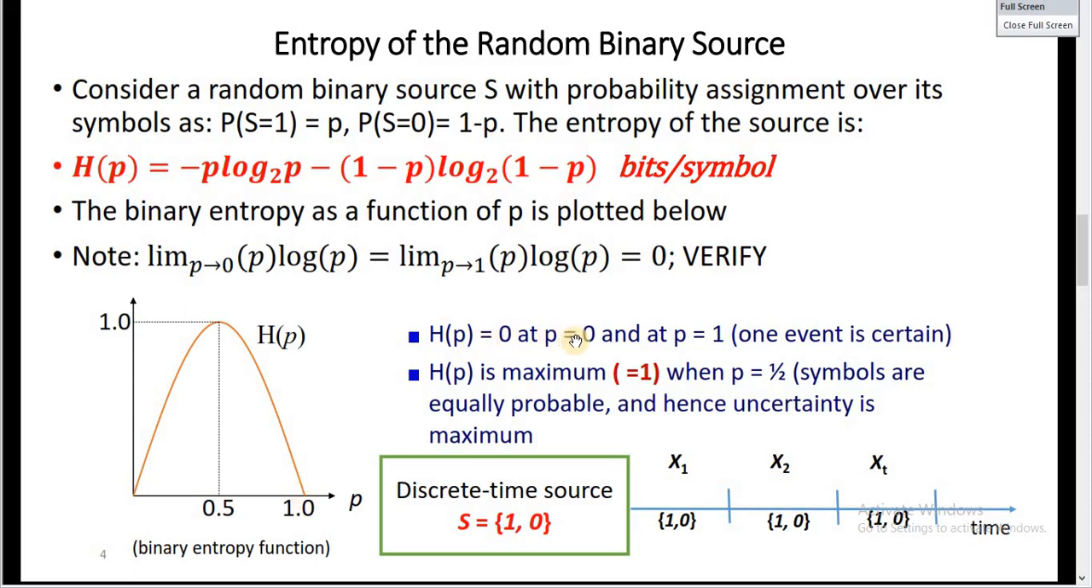H of P equals 0 at P equals 0 and at P equals 1, and this is emphasized by the fact that one of the symbols occurs with probability 1. And when one of the symbols occurs with probability 1, this means that there is no uncertainty in the source, which means that the entropy of the source is 0. H of P is maximum, which equals 1. This is the maximum value when P equals 1/2, that is, symbols are equally probable. This means that when P is 1/2, the source has maximum amount of uncertainty.